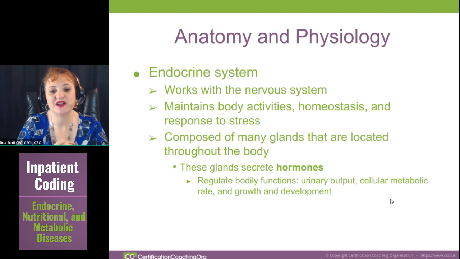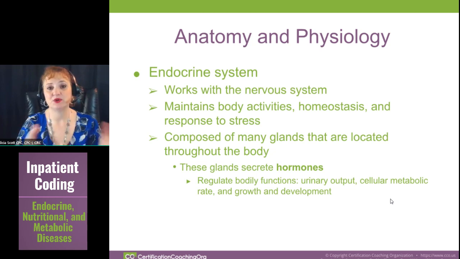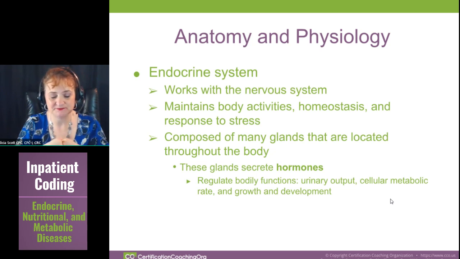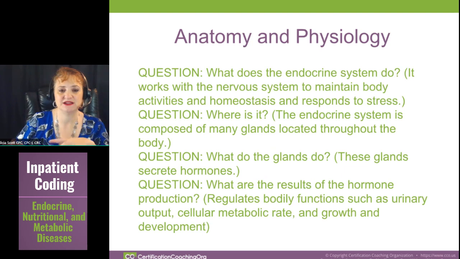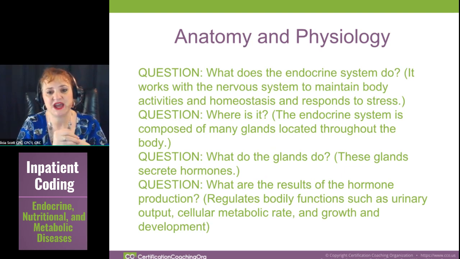The endocrine system is made up of glands throughout the body. Now, these glands produce the hormones that help our body function. You may not be aware of it, but urinary output and cellular metabolic rate are also affected by the endocrine system, as well as growth and development. So if you see a person that is very small of stature, then one of the reasons that they may be that way is due to the way their endocrine system is set up, right? There is something that has happened to the endocrine system. So what you need to do is ask yourself, what does the endocrine system do? Well, it maintains activities, homeostasis, and responds to stress.